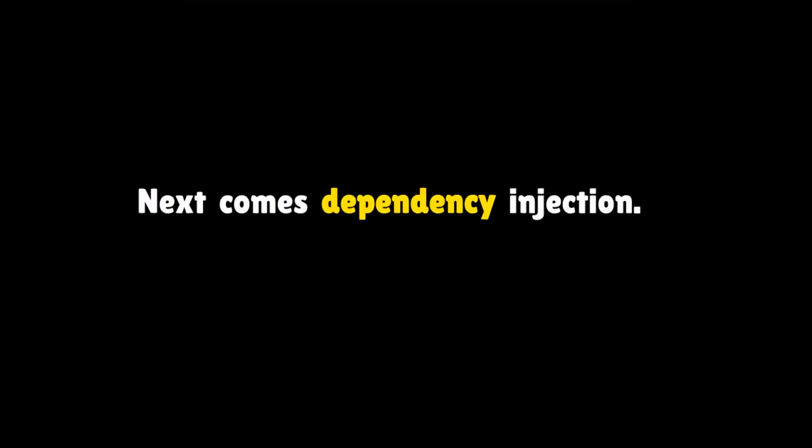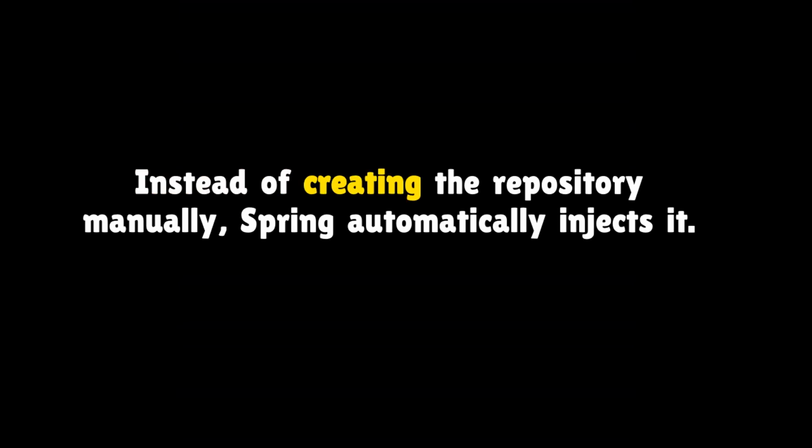Next comes dependency injection. Suppose your user service needs a user repository. Instead of creating the repository manually, Spring automatically injects it. This reduces tight coupling and makes applications easier to test and maintain. Now the bean has been created and all dependencies are available.